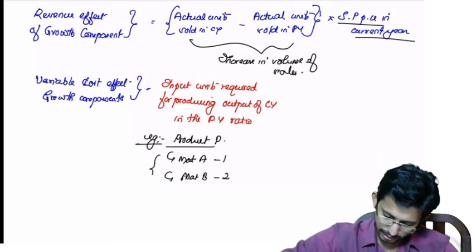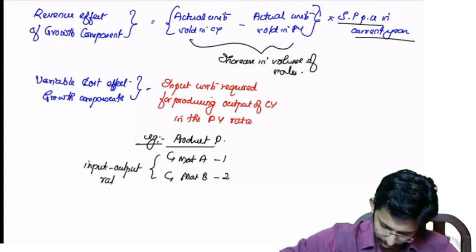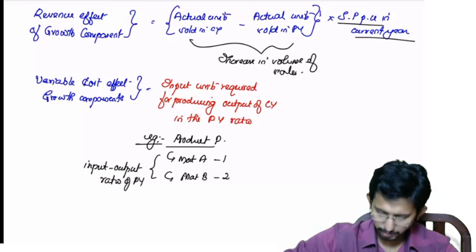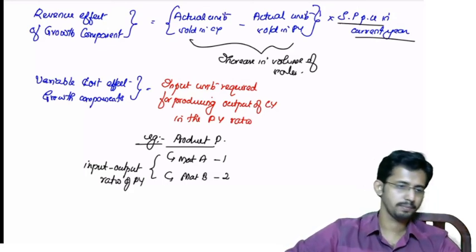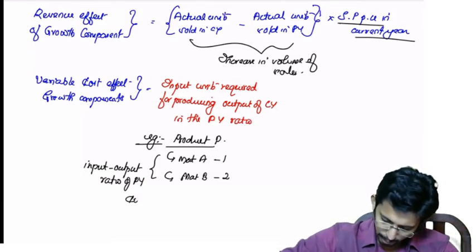This is the input output ratio of the previous year. Now what do you have to do? You have to find out what the current year production is.